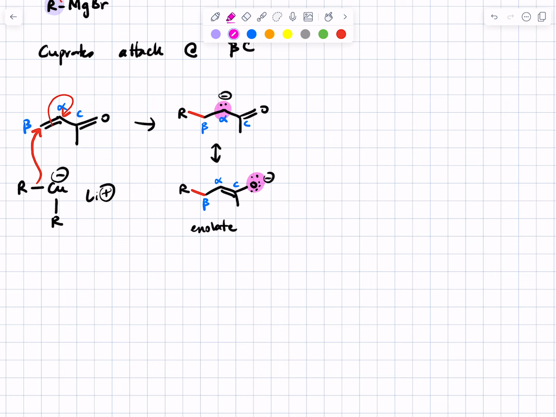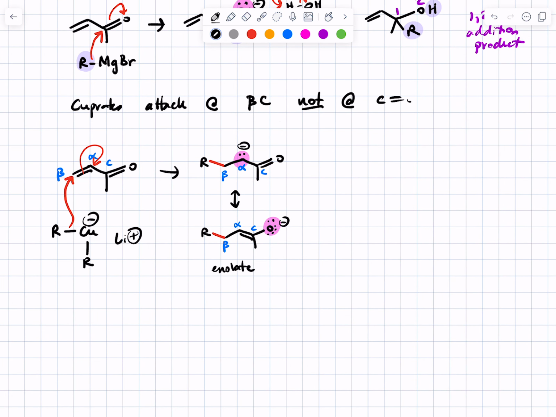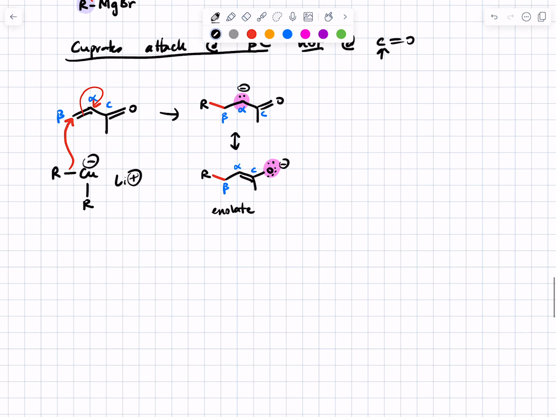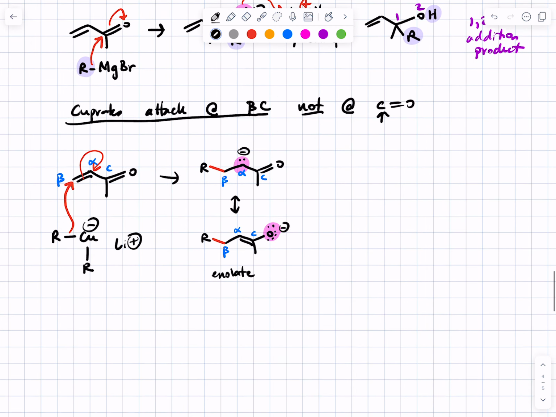Okay, yes? So the cuprate attack gives us the 1,2 and the 1,4, or exclusively the 1,4? So we'll see that attack by the cuprate gives us a 1,4 product, but we need to talk about why it's called 1,4. But it doesn't give us the 1,2? Yeah, it does not give you attack at the carbonyl carbon. Okay? So cuprates give exclusively attack at the beta carbon. Organolithiums and Grignards give you attack at the carbonyl carbon.